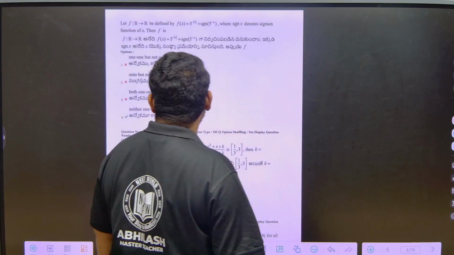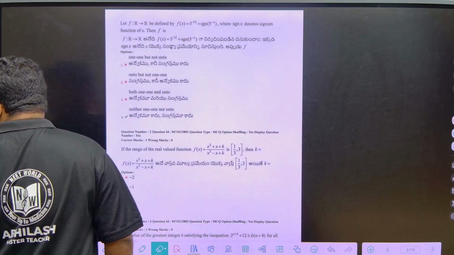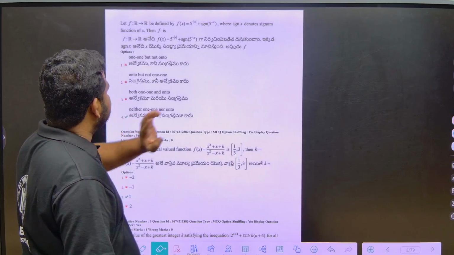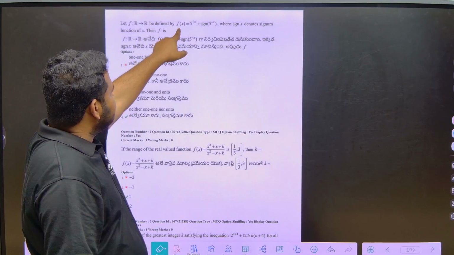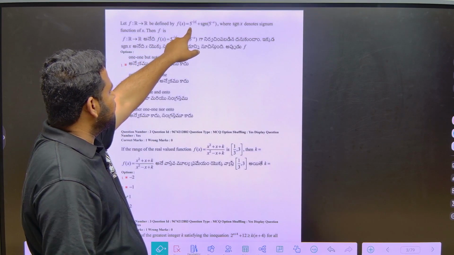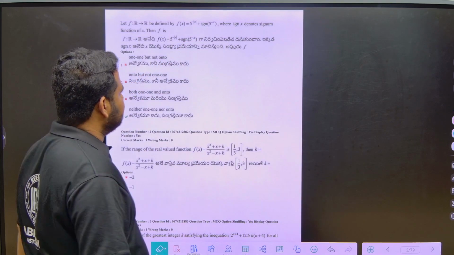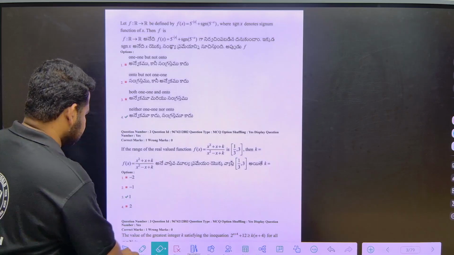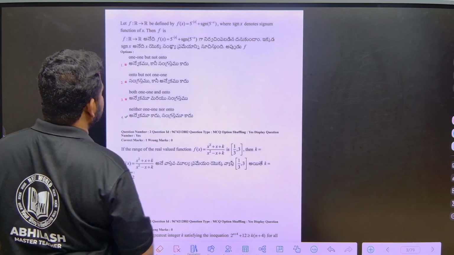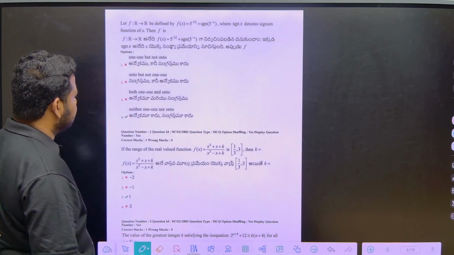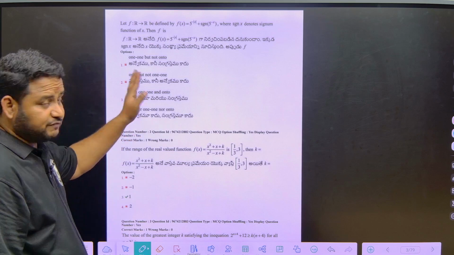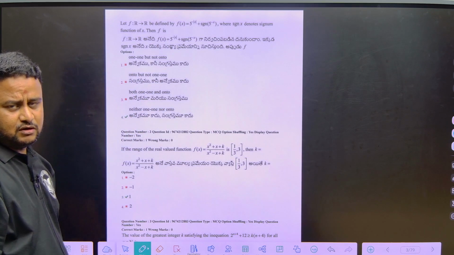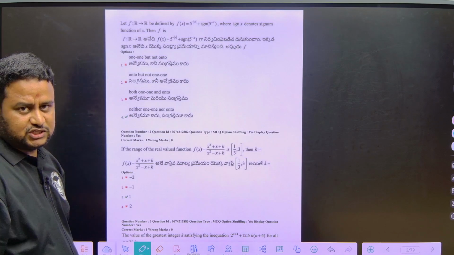The first question that is given is: let f defined over R be defined by the function f of x is equal to 5 to the power of minus mod x plus signum function of 5 to the power of minus x. Then f is what? They are asking whether it is one-one but not onto, onto but not one-one, both one-one and onto, or neither one-one nor onto. So we have to check for one-one function and onto function.